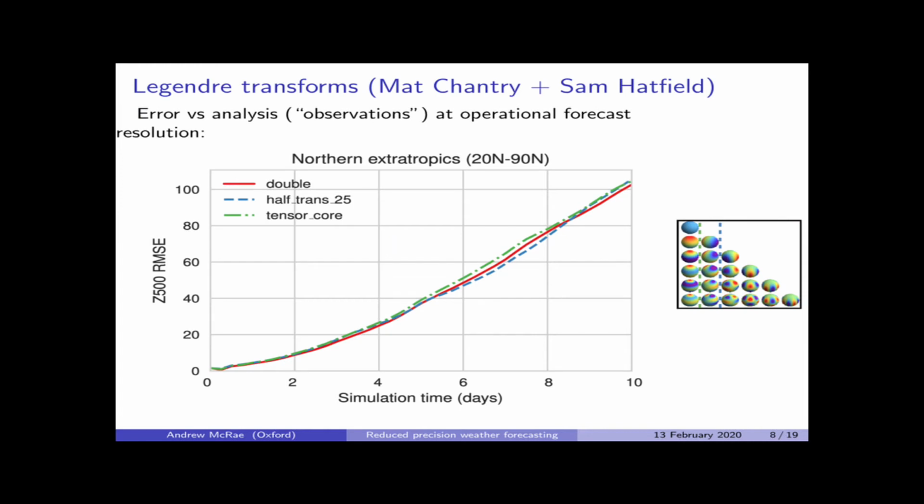And then this is just another graph showing similar information. So this is now the forecast error versus analysis, which is basically what happened. This is now at the operational forecast resolution, which is slightly higher resolution than we saw before. And the double precision run, so that's the reference one, is sort of the middle line in there. And then these two ideas of doing most of the work at half precision, but with some fixes, are basically indistinguishable. Okay, so it looks like it's okay to do the Legendre transforms at basically half precision.